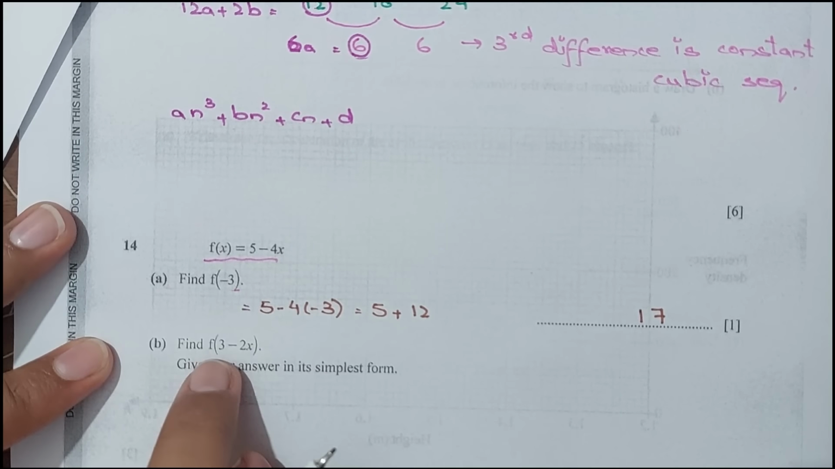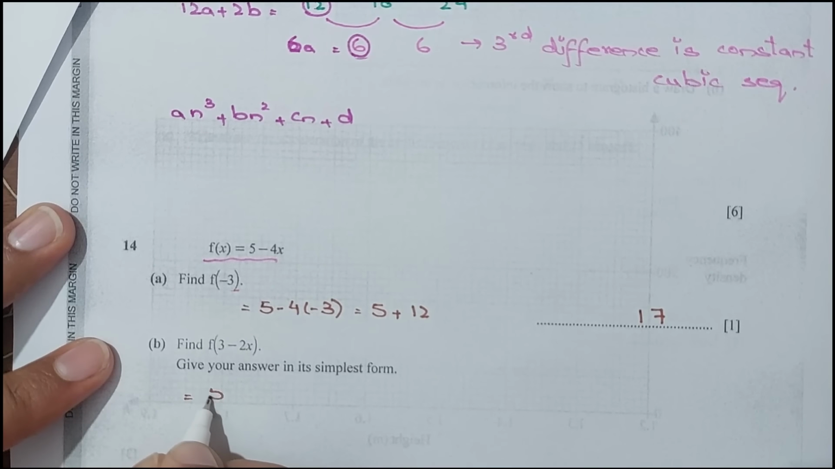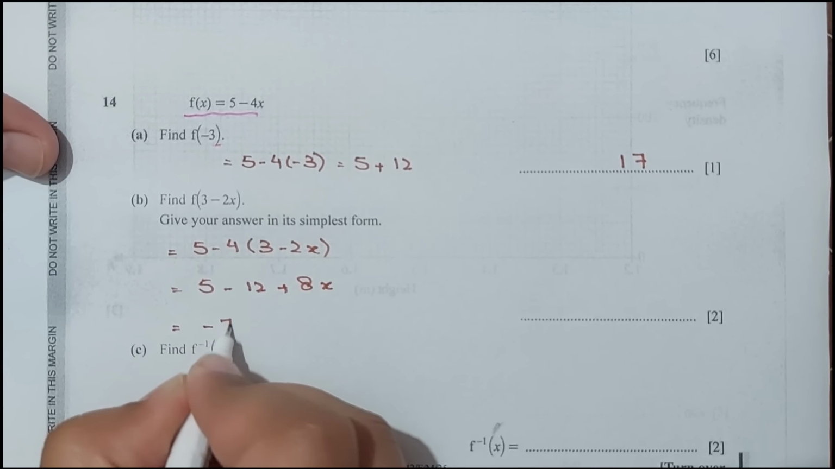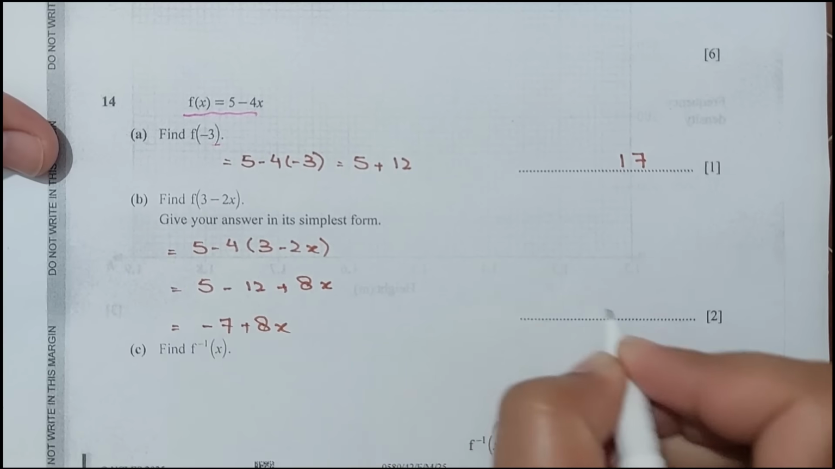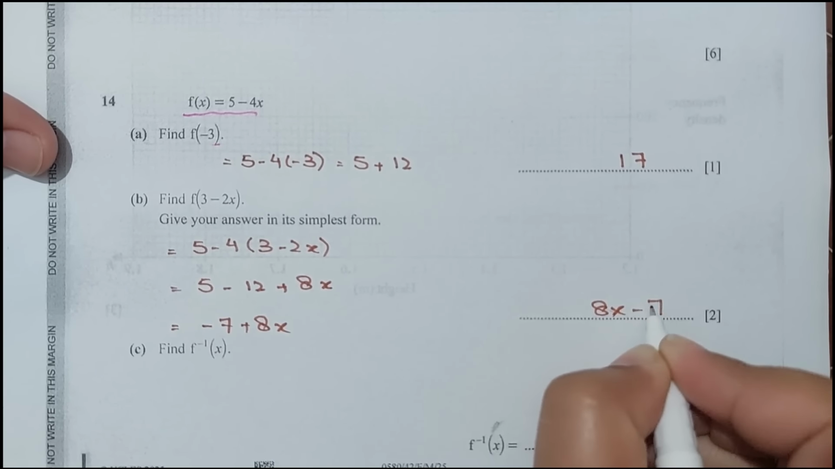Part B, find f of 3 minus 2x. Give your answer in its simplest form. This is 5 minus 4, where the x is replaced with 3 minus 2x. This would be 5 minus 4 times 3 is 12. Minus times minus is plus, 4 times 2 would be 8x. Okay, and from 12 take away 5. This is negative 7 and plus 8x. In its simplest form, the answer is 8x minus 7.